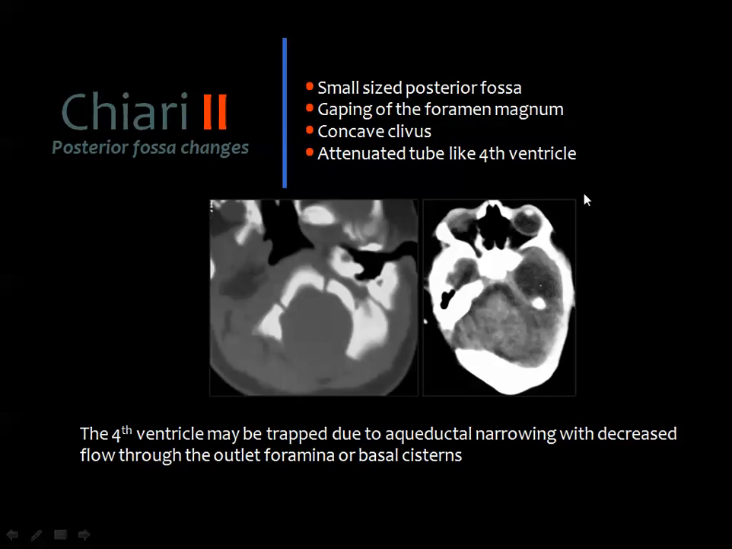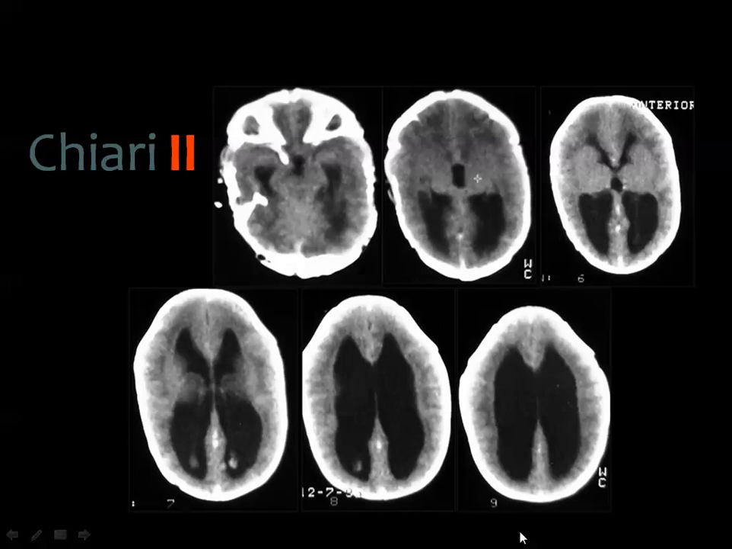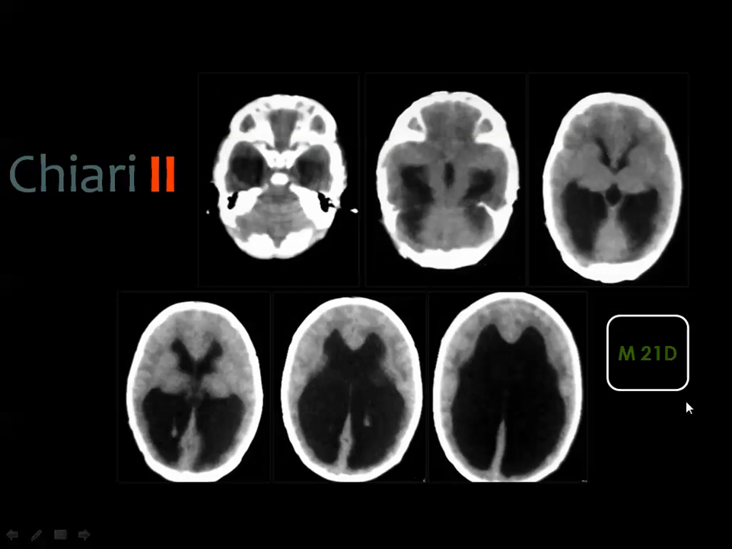And the fourth finding here is the attenuated tube-like fourth ventricle. You cannot usually see the fourth ventricle by CT, but by MRI you can see it, especially in the sagittal images. Then this is a Chiari malformation in the posterior fossa. If you have a lower section than this, you can see most of the findings that I have mentioned. Now we will shift to the supratentorial changes, the changes above the posterior fossa.